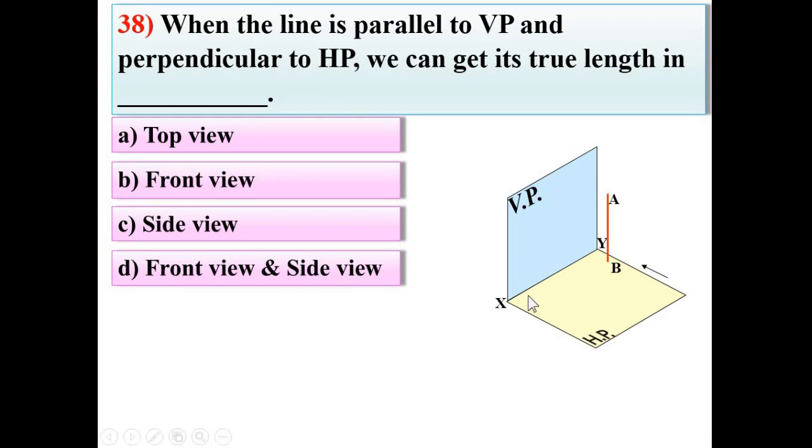So if the line is AB and if I want to draw the front view, then it is like that. So this is the front view, so I can say it is A dash B dash. Now if I want to draw the top view, then it will be a point, and that will be AB. So here you can see the true length is in the front view as well as in the side view. So D is the correct answer.